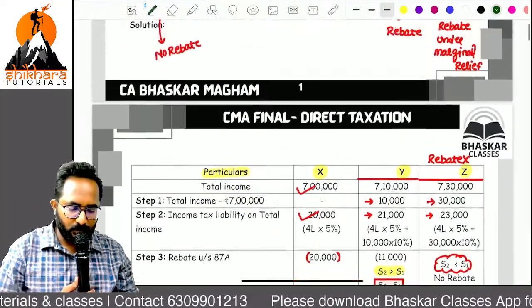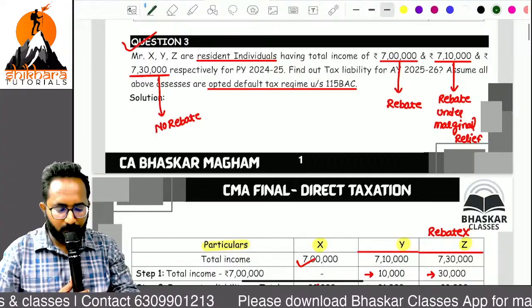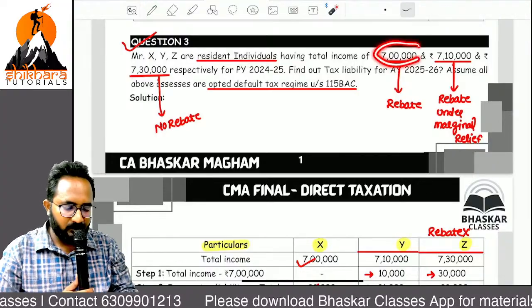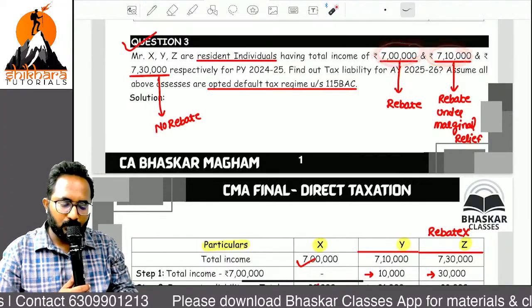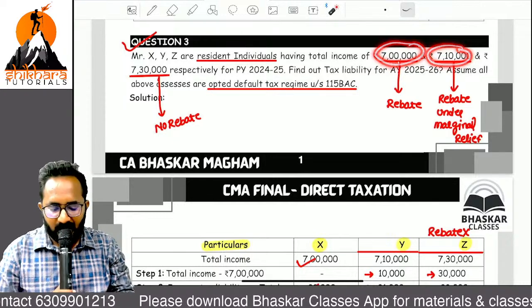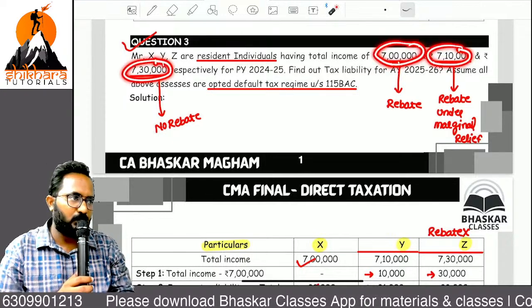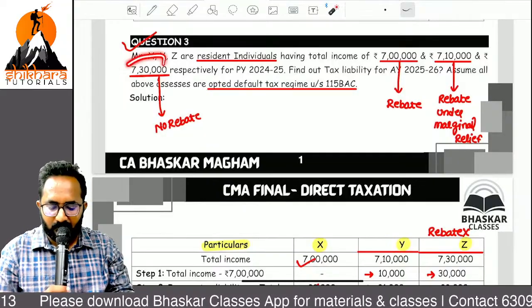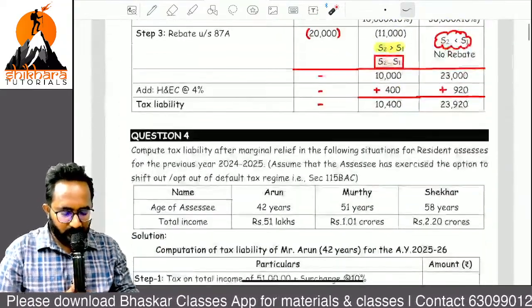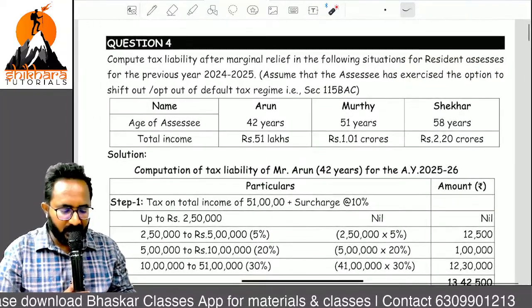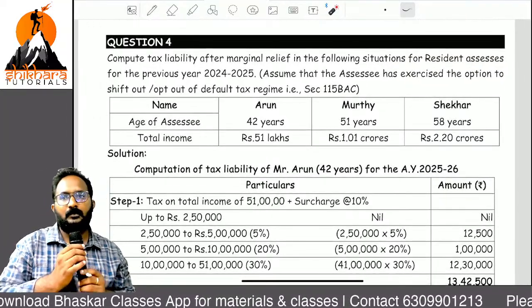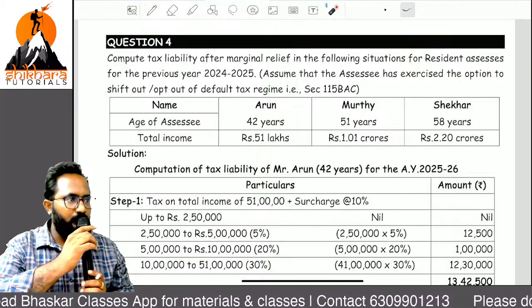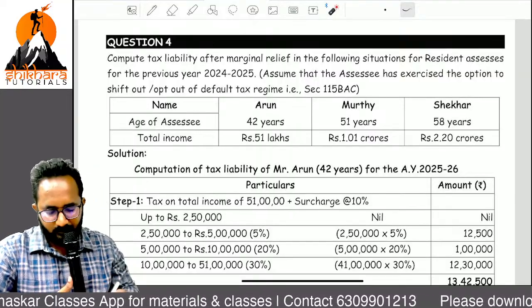Question number 3 you have to do because it is a comprehensive problem. 7 lakh, 7 lakh 10. Here in both cases you will get rebate. The last case, 7 lakh 30, is more than 7 lakh 22,220. So that's why we can't get the rebate. So next, ma, question number 4 we can discuss. Clear?